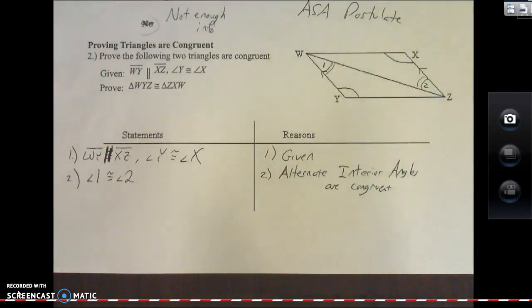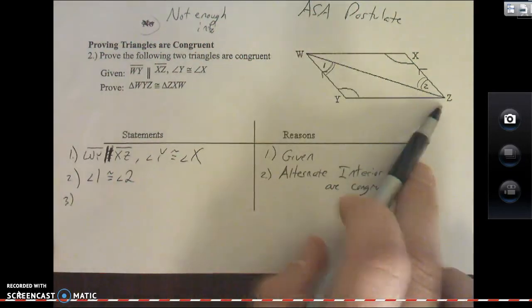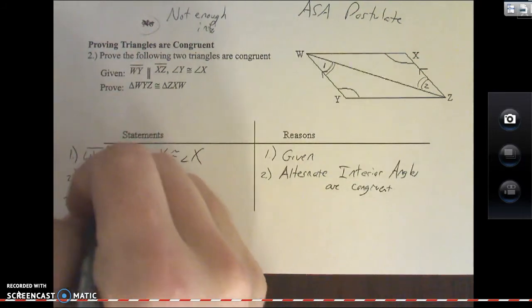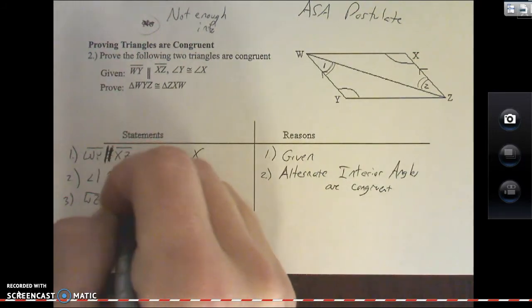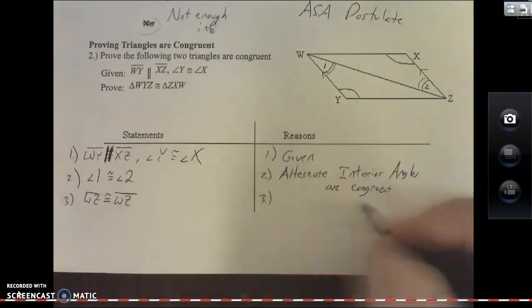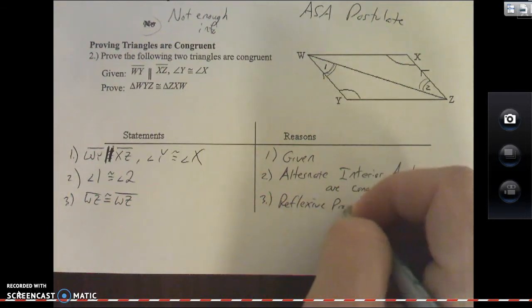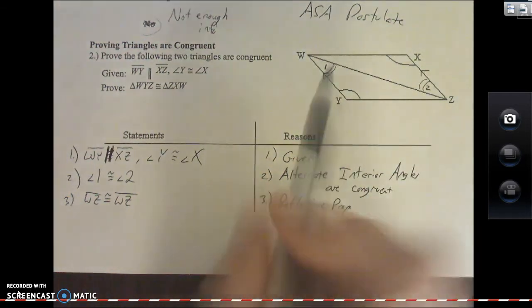I really am trying to work on my handwriting. I know it's terrible. Now, the other thing I've got going for me with this problem is these sides are back to back. WZ is congruent to WZ. So I've got the reflexive property. All right, so I've got this.